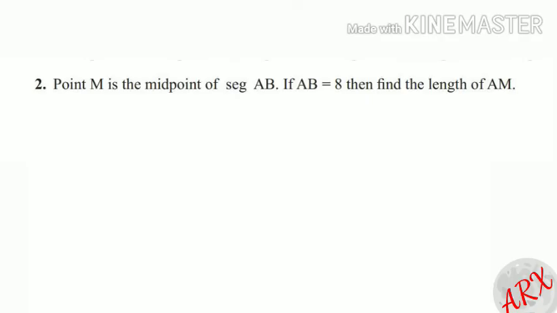Question number 2. Point M is the midpoint of segment AB. If AB equal to 8, then find the length of AM. Now as we know, midpoint divides the segment into 2 equal parts. Hence AM will be half of AB. So AM will be 8 upon 2 equal to 4.